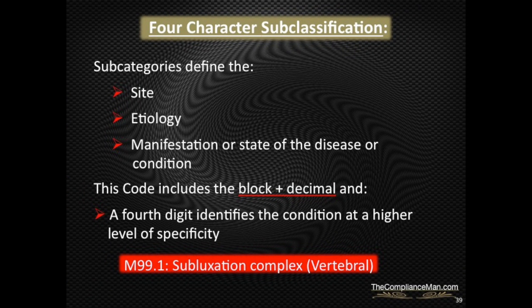In ICD-10, the subcategories define the site, etiology, and the manifestation of the disease. So you're going to use the block plus the decimal point and then a fourth digit, which will identify the condition at a higher level of specificity. And so the more specific the code, the more likely you're going to get paid and the code will not be denied. In this example, you see M99.4, which means subluxation complex of the vertebra.